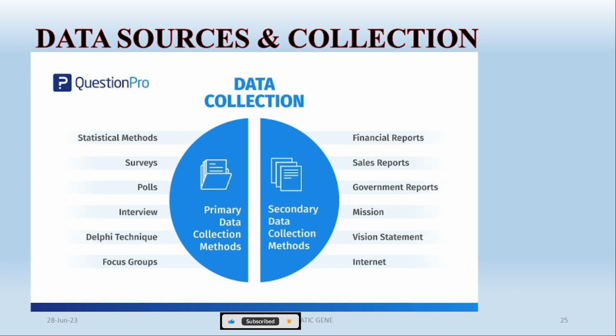Now, how about the secondary data collection methods? In case you want to use records, where can you get those records from? This can be financial records, sales reports, government reports, mission and vision statements, the internet. There are so many ways that you can get this secondary data set, and you can use it for your study. So depending on which kind of study you are doing, you may just need to consider one of these data collection methods.